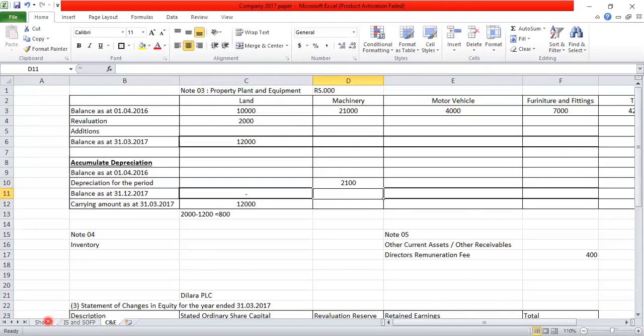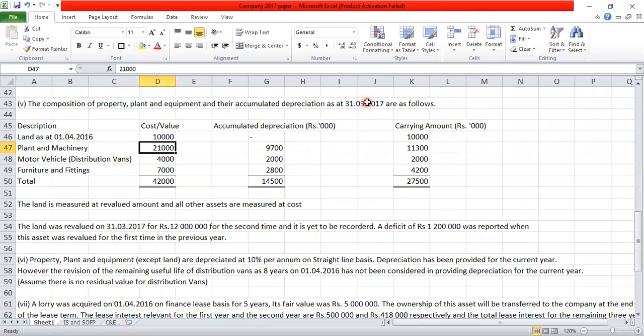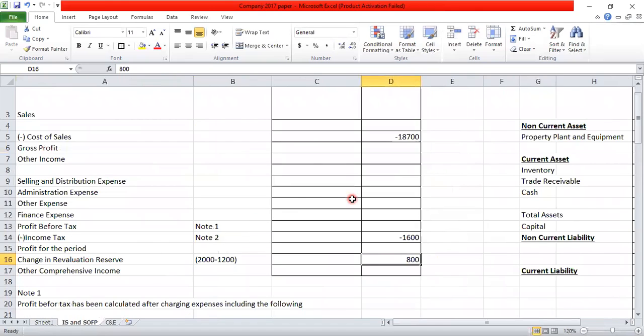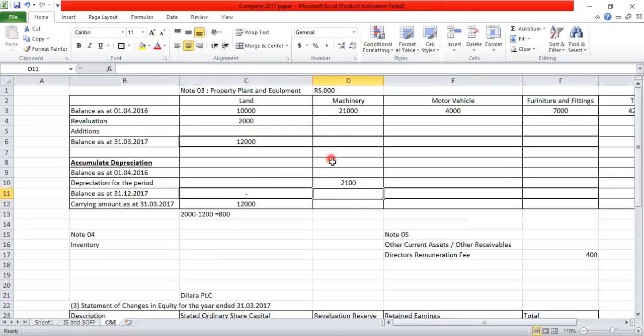So what was the accumulated depreciation final balance? As they are given at 31st March, this is the final balance. I can conclude 9,700. I will write here 9,700. So in 9,700, if I deduct the depreciation, I will record 9,700 minus 2,100. I will get my opening balance as 7,600. So I have done my basic adjustment when it comes to machinery.